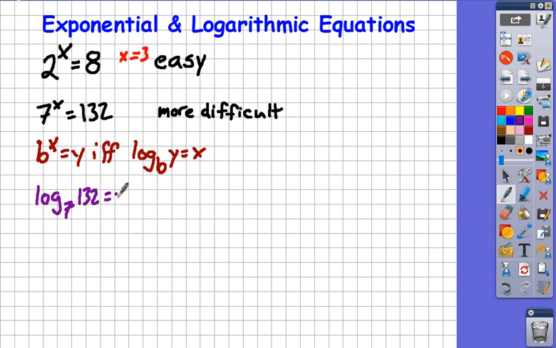And now you've got x isolated. It's by itself. Now we can solve it. But the problem is that base 7, we don't have a key for that in our calculator for most calculators. So we've got to have what we call the change of base formula. And the change of base formula looks like this.